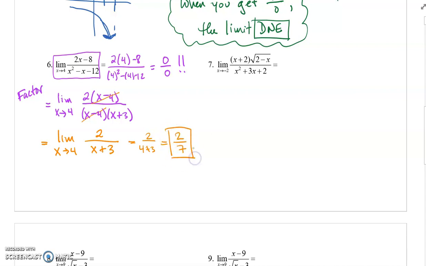So in that function, if we were to graph it, if you went to 4, it must have an open circle, probably because that factor cancels, but the y values would be approaching 2/7 in there.